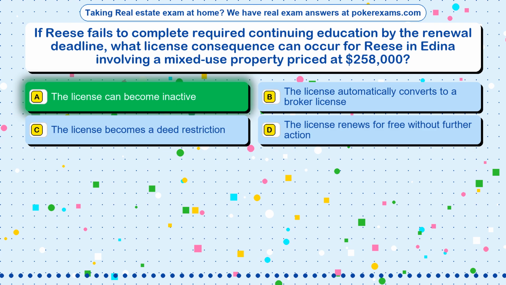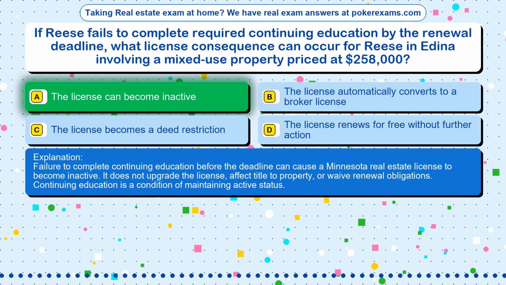The correct answer is option A. The license can become inactive. Failure to complete continuing education before the deadline can cause a Minnesota real estate license to become inactive. It does not upgrade the license, affect title to property, or waive renewal obligations. Continuing education is a condition of maintaining active status.